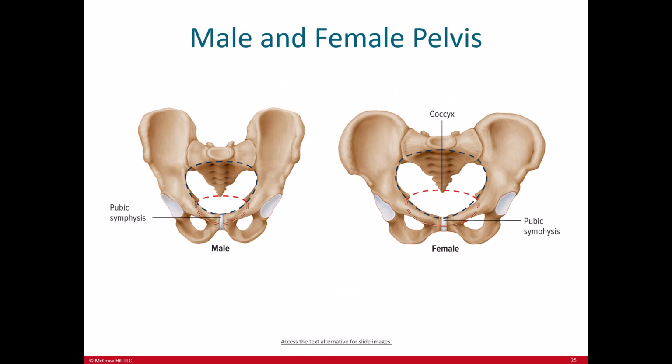Now let's look at the male and female pelvis. You'll notice that the pelvis is larger and broader in females, and this is to accommodate childbirth. You can see both of them have the symphysis, which is the cartilage area right here in the middle. It allows for some flexibility. And back here you will see that we have the sacrum and coccyx right here.